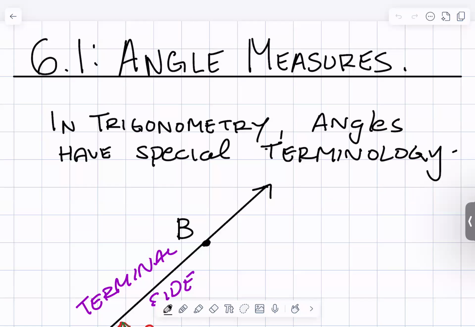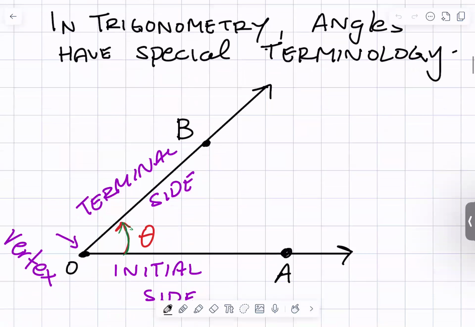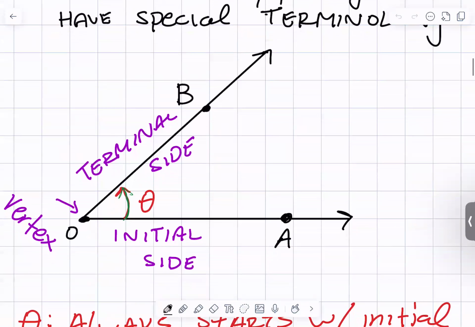All right, so welcome to your trig unit. This is 6.1 on angle measures. In trig, angles have special terminology. So this is an angle, like you all know, angle AOB.